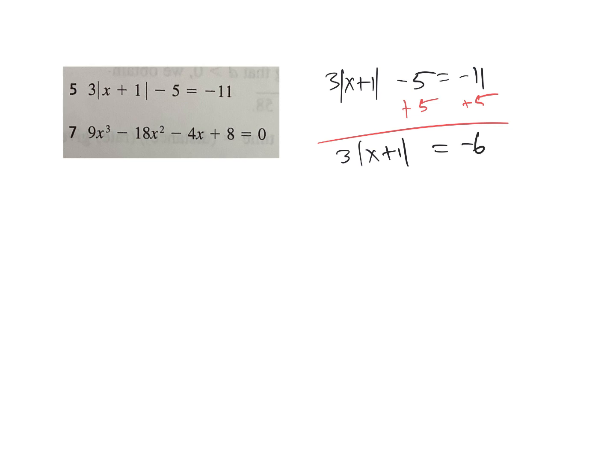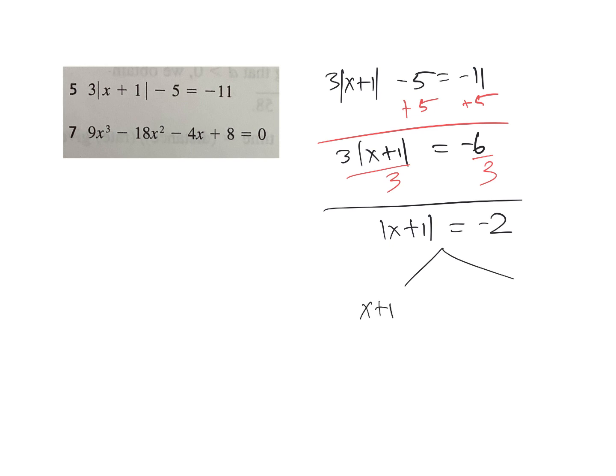Moving on. Okay, number 5. The absolute value of x plus 1 has to be by itself. So we're gonna add 5 to both sides. We still have the 3 times the absolute value equals negative 6, and then now we're going to divide off the 3. And we get the absolute value of x plus 1 equals negative 2. And now we split that apart, and x plus 1 is equal to negative 2, and x plus 1 is equal to 2. Now, first of all, this is not possible.